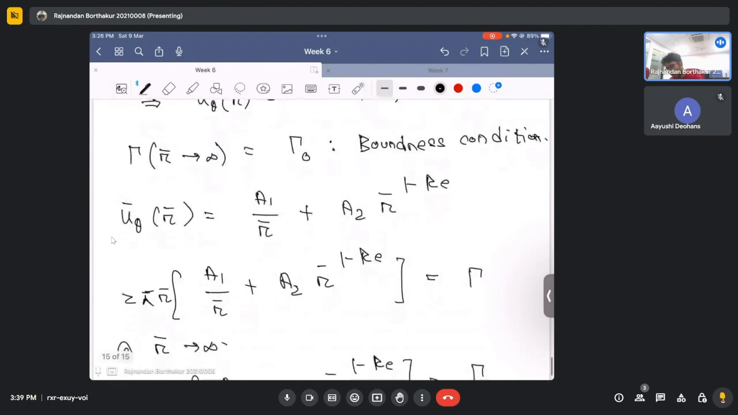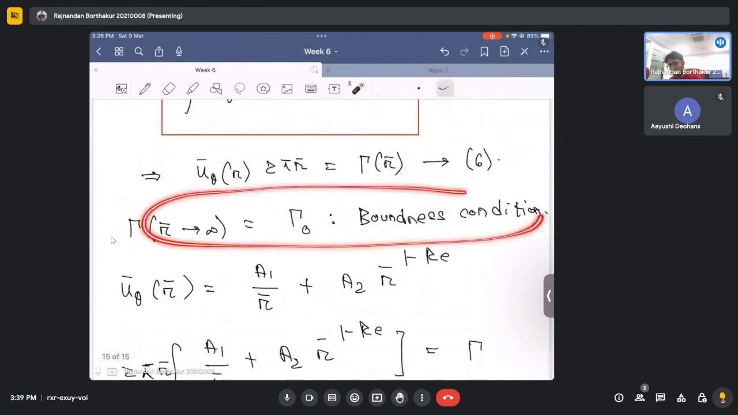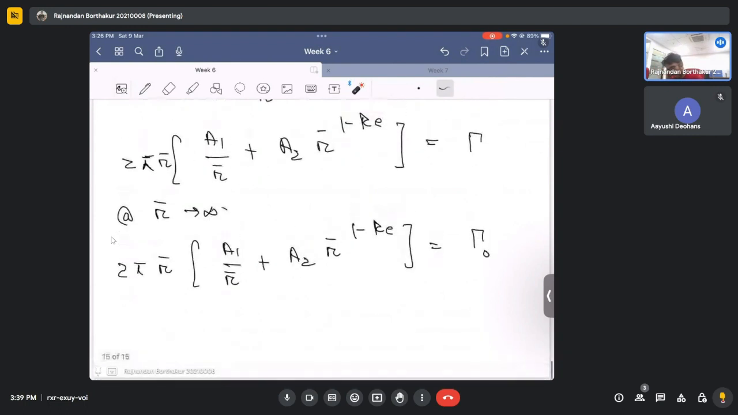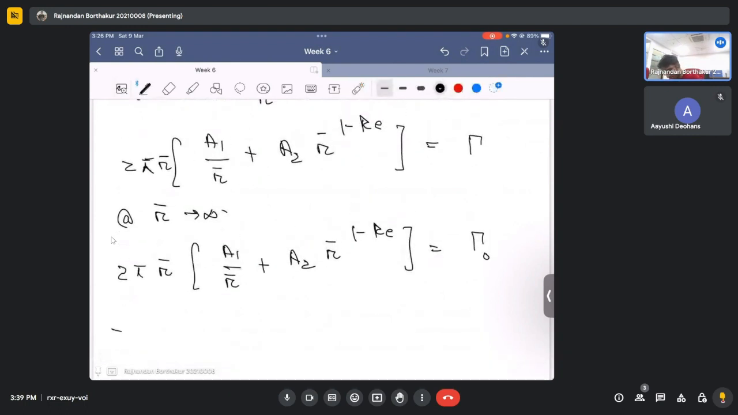So from where did we get this? This is basically the boundedness condition, that the circulation ceases to a fixed value when r bar tends to infinity. Which means if I now bring this r bar here, what do we get?